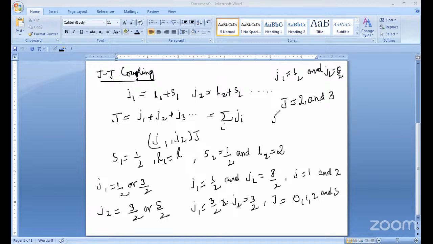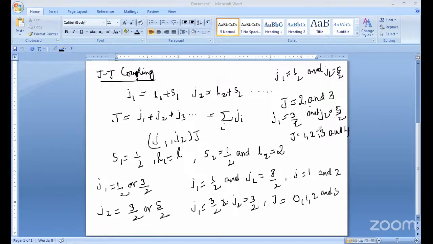Another combination is J1 equals 3/2 and J2 equals 5/2. Then by combining these different values, you are going to get J as 1, 2, 3, and 4. Okay, J can take 1, 2, 3, 4. This is exactly the same number of terms arrived at in the case of what we call the LS coupling scheme, and this is the resultant J we have.